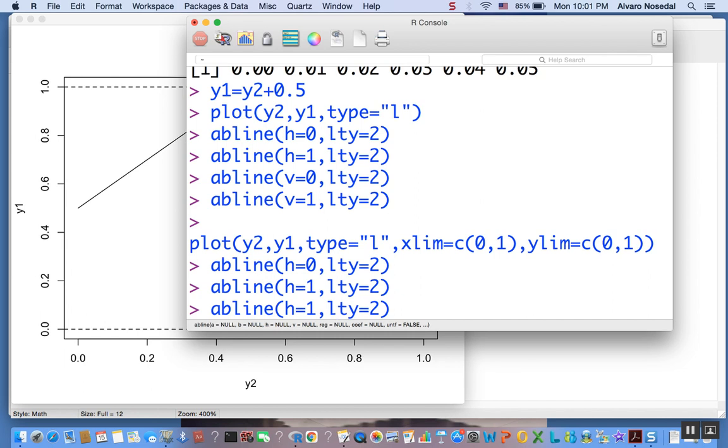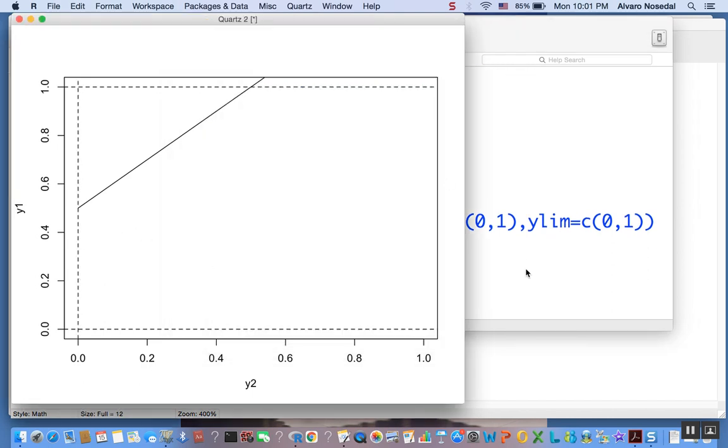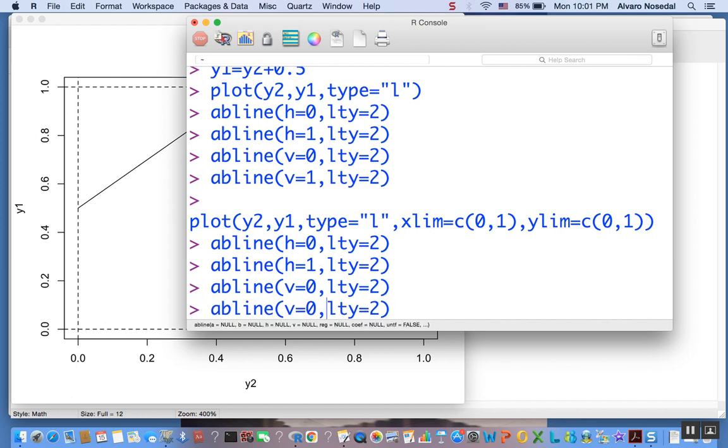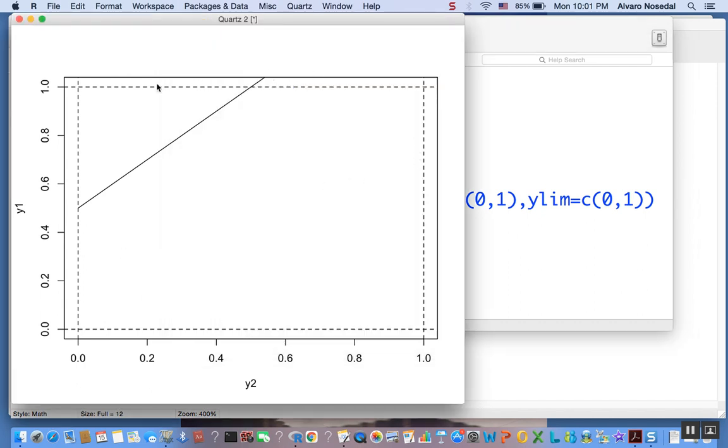We want now, instead of a horizontal line, a vertical line here, and another vertical line at 1. So these dashed lines are reminding us that y2 goes from 0 to 1, y1 goes from 0 to 1, but now we are interested only in this region, the points that live above that line.